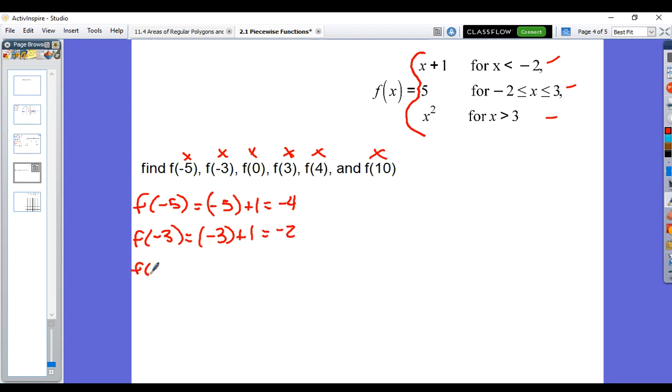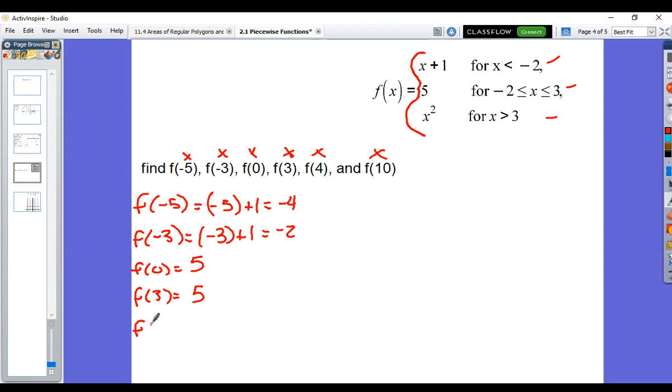F of 0. F of 0 is bound between negative 2 and 3. So that means its y-axis is the constant 5. It just tells you already. When x is between negative 2 and 3, it is just 5, period. So 0 is between that, you get 5. Same thing with f of 3. F of 3 is technically still bound here because x is less than or equal to 3. So since it equals 3, then we get a value of 5.